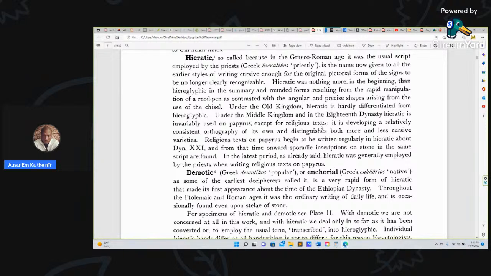It is developing a relatively consistent orthography of its own and distinguishes both more and less cursive varieties. Religious texts on papyrus begin to be written regularly in hieratic about Dynasty 21, and from that time onwards, sporadic inscriptions on stone in the same script are found. In the latest period, as already said, hieratic was generally employed by the priests when writing religious texts on papyrus.